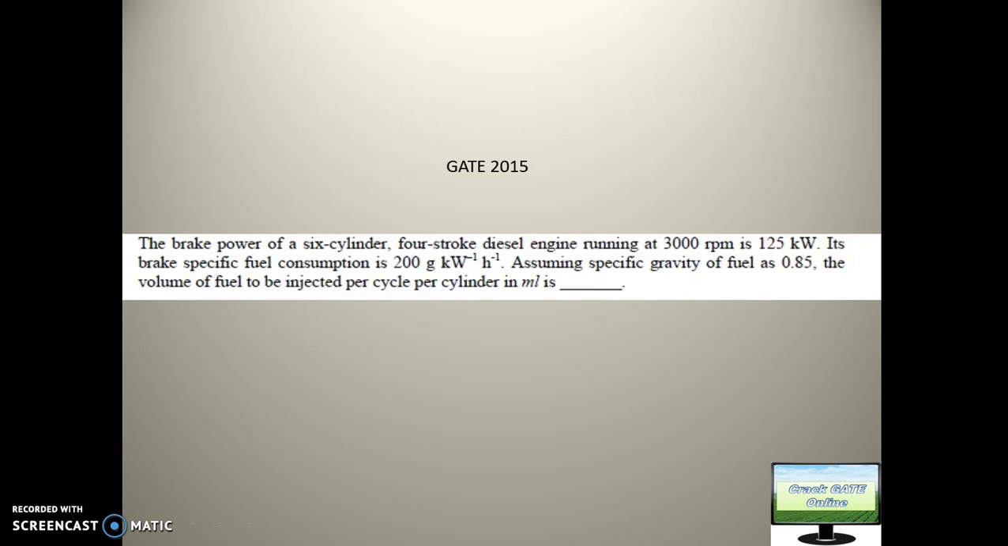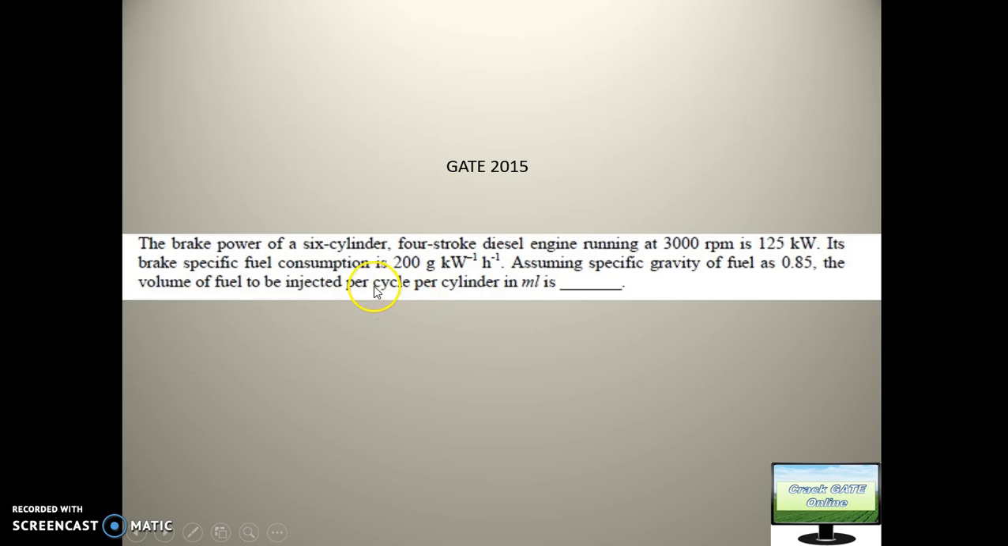Here is one more question. This question was asked in GATE 2015. Brake power of a 6-cylinder 4-stroke diesel engine running at 3000 rpm is 125 kilowatt. Brake horsepower value is given. Its brake specific fuel consumption is 200 gram per kilowatt per hour. Assuming specific gravity of the fuel as 0.85, the volume of fuel to be injected per cycle per cylinder in ml is asked.